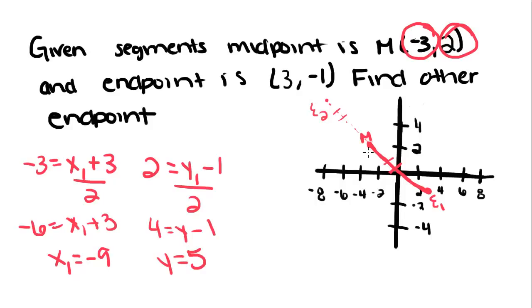So if we were to plot this, we'd have to make this a little bit longer. We're going to call this negative 10. So negative 9 is about here. So we're going to go over negative 9 and up 5. So right about there. And this is our entire segment.